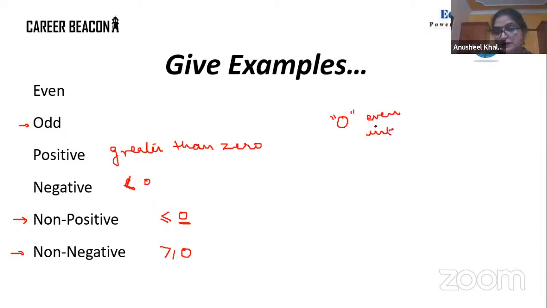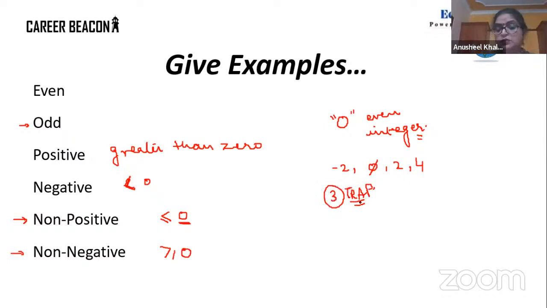Not many students are aware that 0 is also an even integer. So there's a very common question: how many even integers are there between -3 and +5? The even integers between -3 and +5 are -2, 0, 2, and 4. Students will generally skip 0 and pick the trap answer 3, right? So this is a big trap.